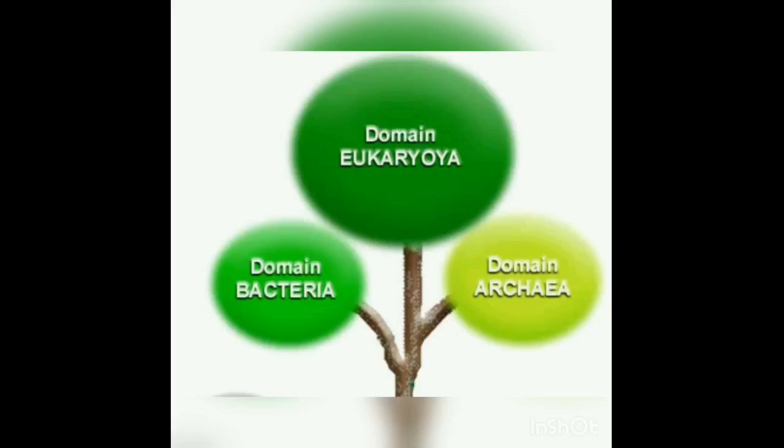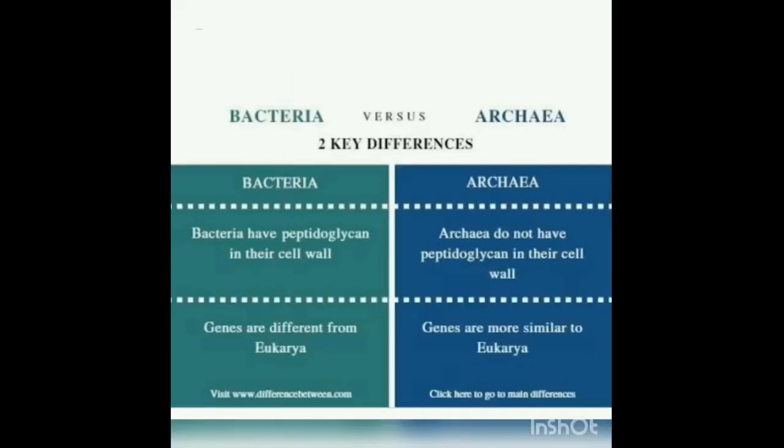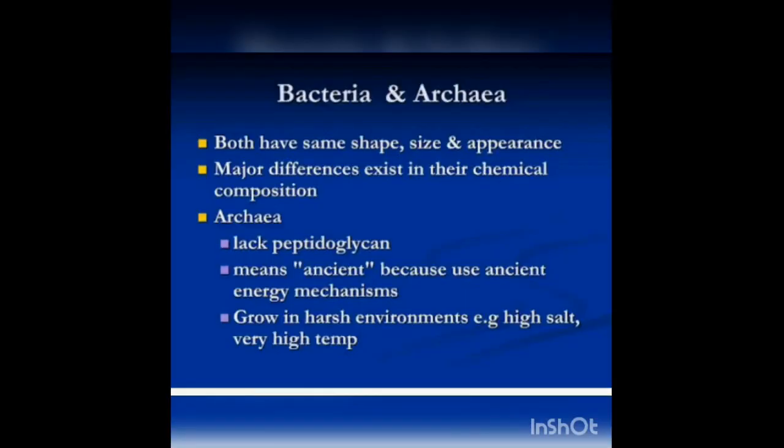Archaea appears to have more in common with the eukarya than bacteria. Archaea differ from bacteria in cell wall composition, and differ from bacteria and eukaryotes in membrane composition and rRNA types. We will see the domains one by one.